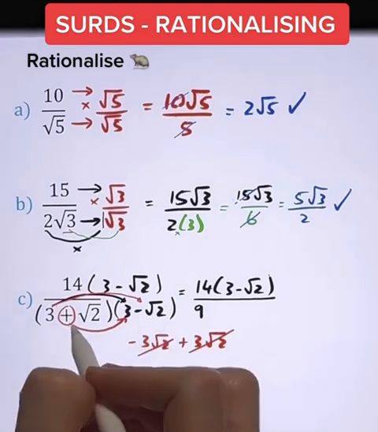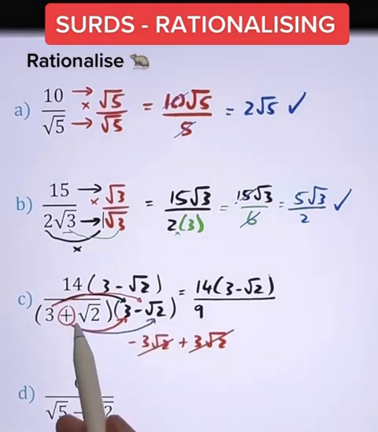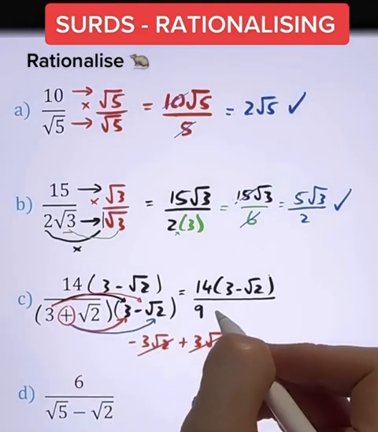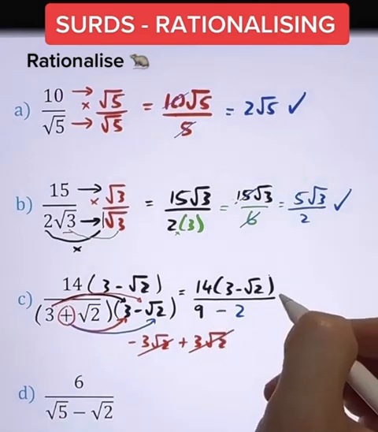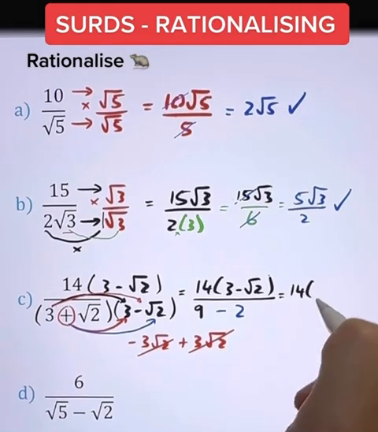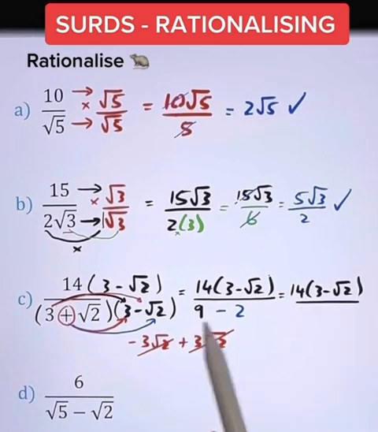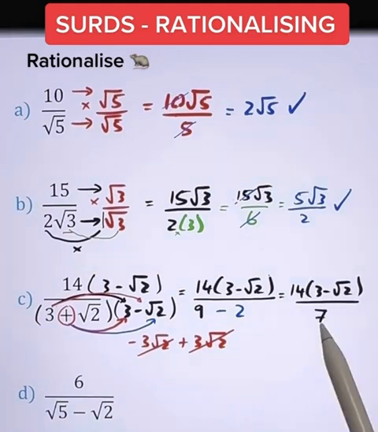And multiply my last term in each bracket together. I know positive root 2 multiplied by negative root 2 will simply give us negative 2, as a positive times negative is simply negative, and a root times itself is just a number. Leaving the top alone for now, I've still got 14 and in brackets 3 minus root 2. Simplifying the bottom, the denominator, I know 9 subtract 2 gives us 7.